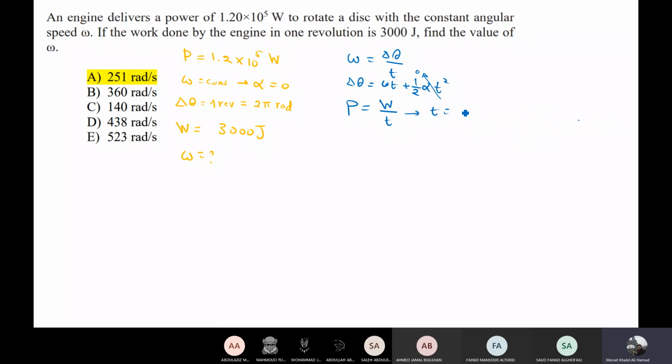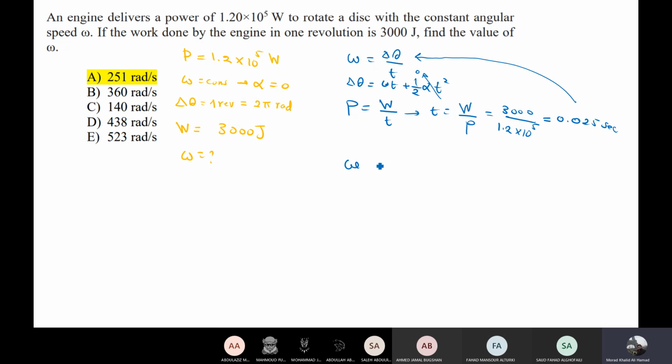Okay, so T is equal to work divided by power, which is equal to 3000 over 1.2 times 10 to the power 5, and this is equal to 0.025. Am I right? Yes, correct. Second. So just substitute this amount here.